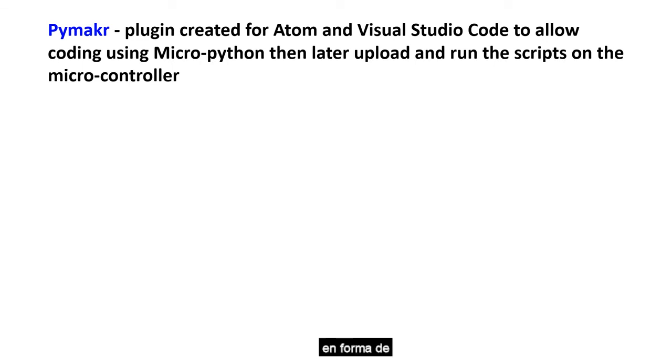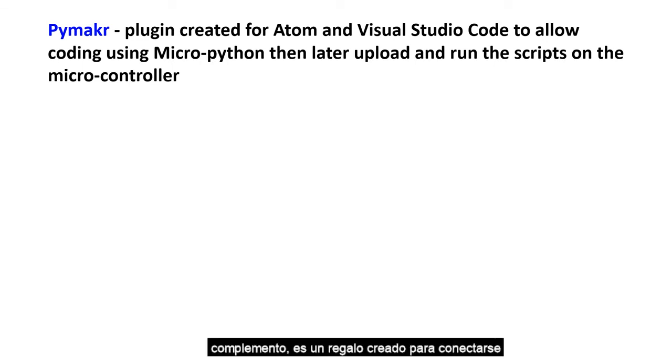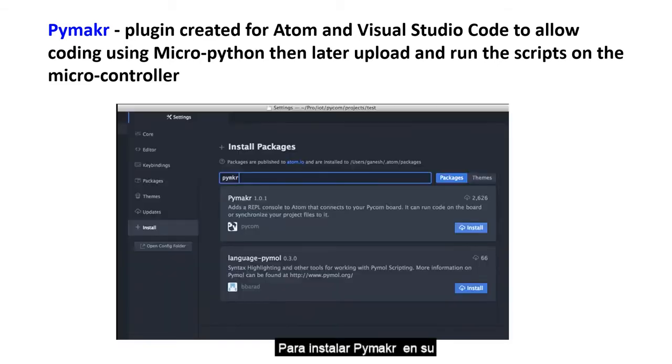PyMaker is an application created in the form of a plugin. It is at present created to be plugged into Atom and Visual Studio Code, which are some of the popular code editors. Using PyMaker installed in one of these code editors, one can develop scripts using MicroPython, which are then later uploaded into the microcontroller or processing unit for testing before running the IoT system using the final scripts or instructions. To install PyMaker into your code editor, you simply search for it from the available packages and click install, as you can see in this image. Later on, we will demonstrate how to do this.